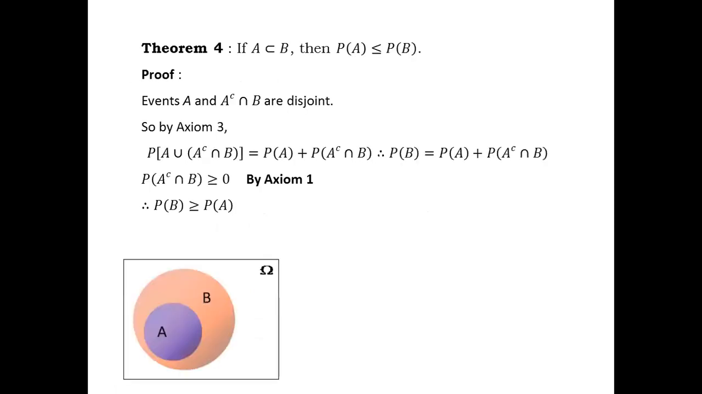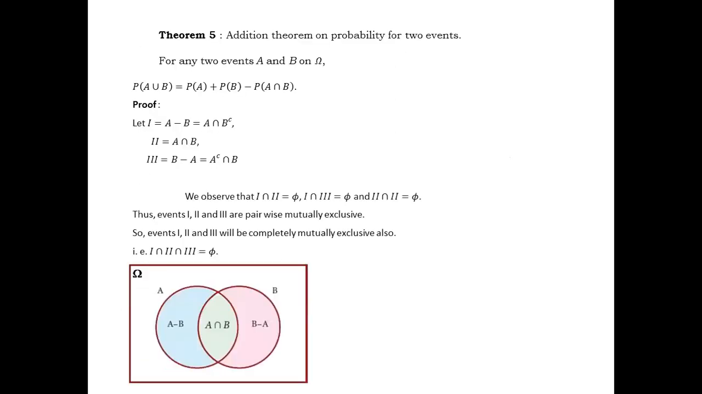Then if A is a subset of B, this is read in set theory. But in probability theory, we have to read this as whenever event A occurs, event B also occurs. So in that case, probability of A is less than or equal to probability of B. And the last is the addition theorem on probability for 2 events. The proof is longer and very easy also. Probability of A union B equals probability of A plus probability of B minus probability of A intersection B. So this is the most general statement.